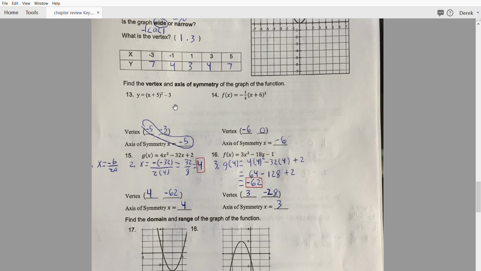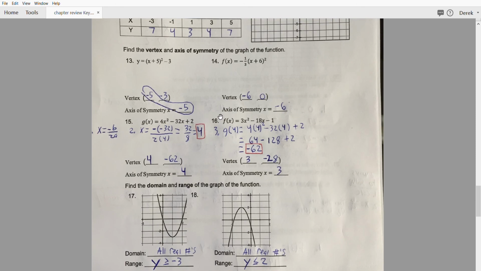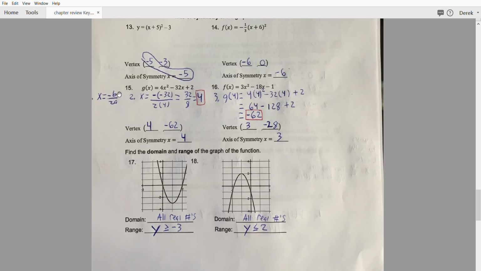Alright, if you are confused on 13 or 14, remember, you can always plug this into your calculator and go second calculate max or min. The max or min is your vertex, and then the axis of symmetry is this x value. Alright, so for 15, I'm going to go over how to do it by hand. So all these steps, 1, 2, 3, is how I did it by hand. Remember, you can always plug it into your calculator and do second calculate, and that'll tell you how to do it too. But if you want to do it by hand, here's how to do it by hand.